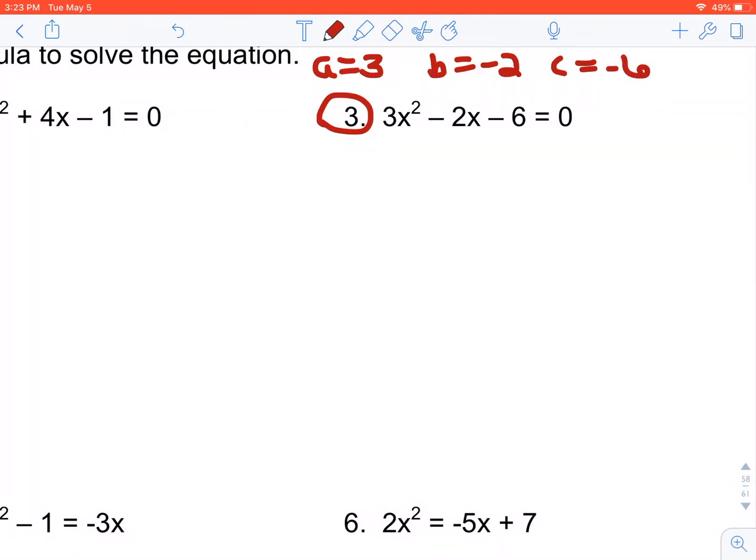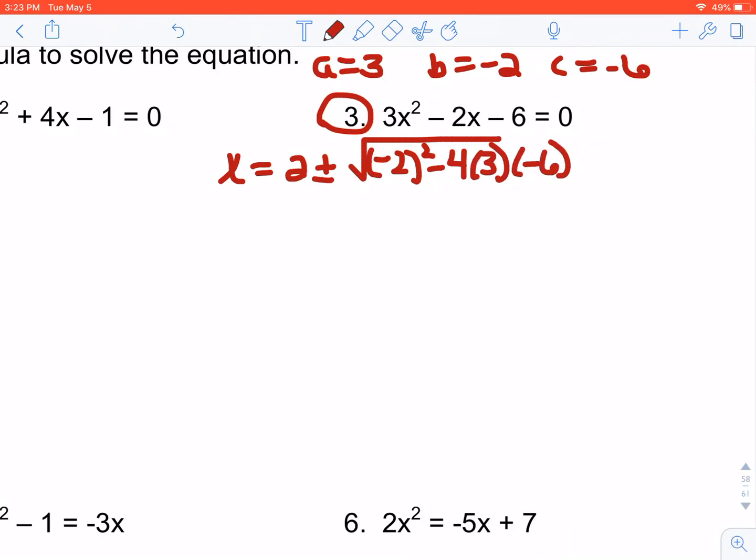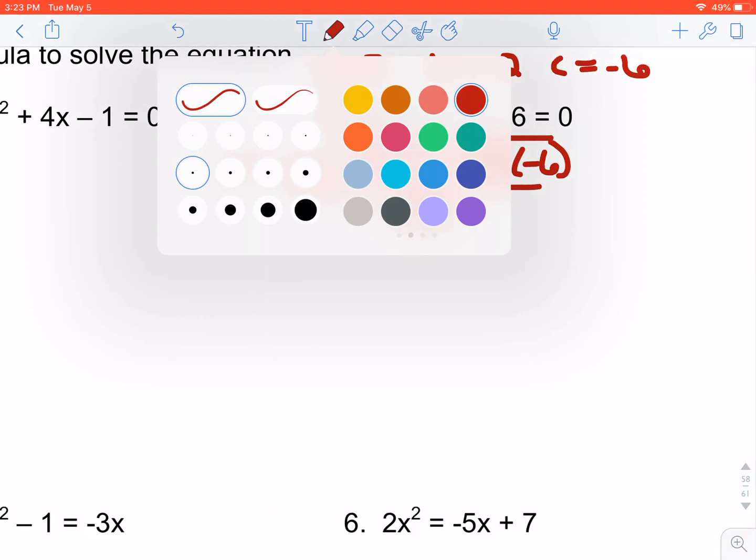And then that quadratic formula, negative b, well, b is negative 2 already, so it becomes positive 2, plus or minus b squared, don't forget to put it in parentheses, minus 4 times a times c, divided by 2 times a. A is actually the number 3 now.